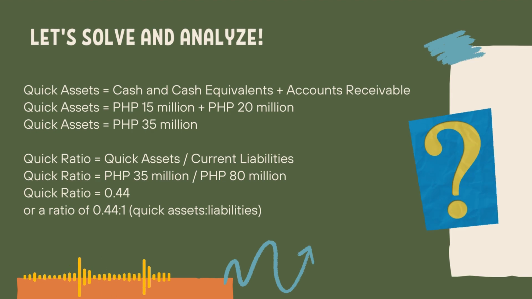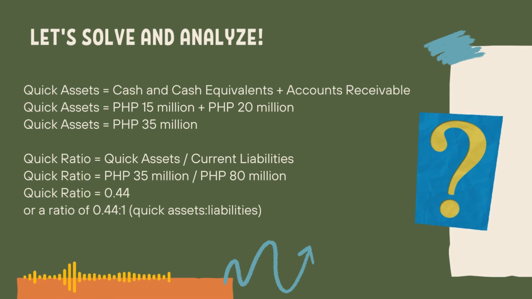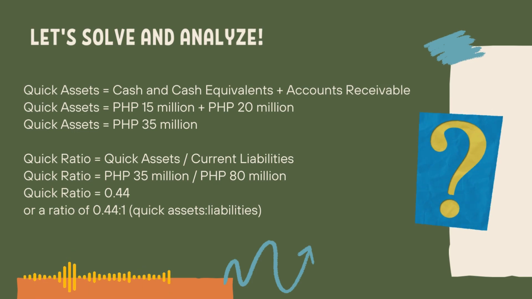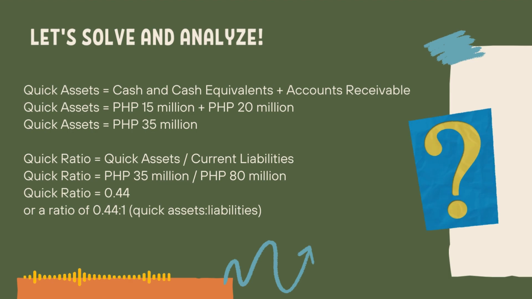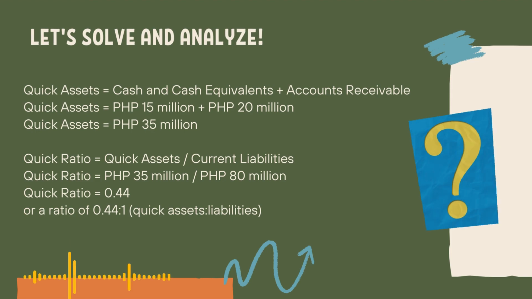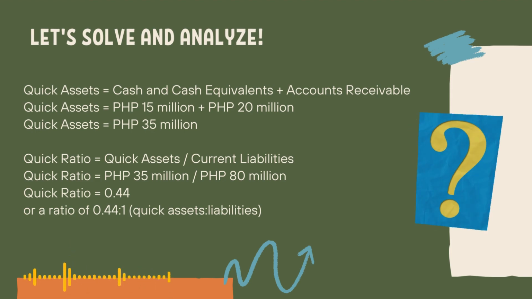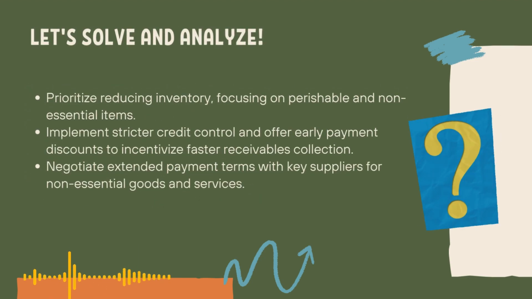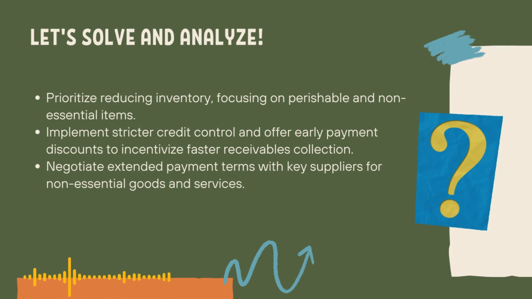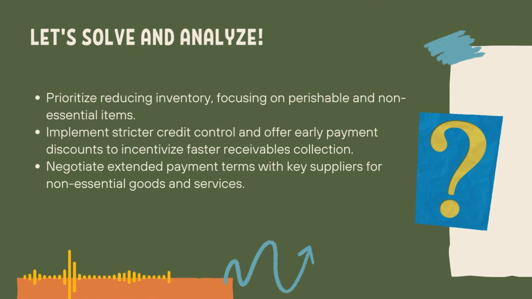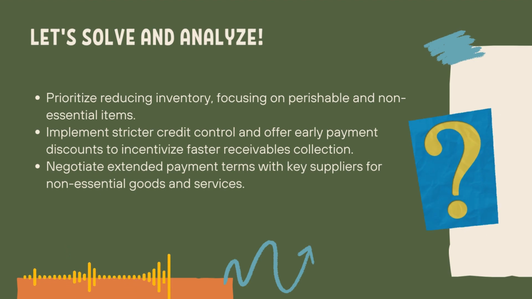Now, Island Dream's quick ratio of 0.44 is significantly lower than the ideal value of 1. Again, this indicates that for every 1 peso of current liabilities, the company has only 0.44 pesos of readily available assets to cover it. So this raises concerns about Island Dream's short-term liquidity. Considering Island Dream's situation and likely priorities of a resort business, we need a combination of strategies. So I have here three.